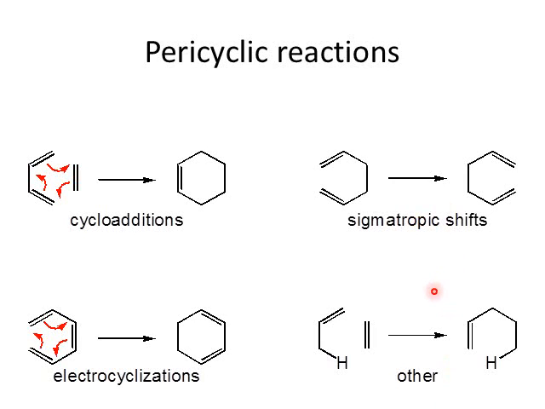I'm not going to spend much time on sigmatropic shifts, and there are other reactions that also fall in the pericyclic category. Here I've shown an ene reaction. Don't worry about these. I'm not going to spend any time at all on them. I just want to point out that arrow pushing for these involves moving electrons around the ring.